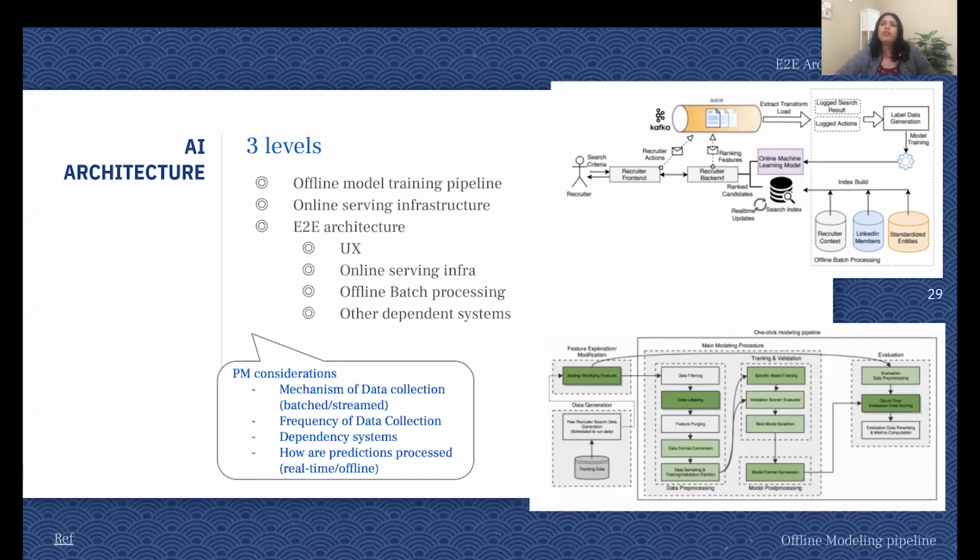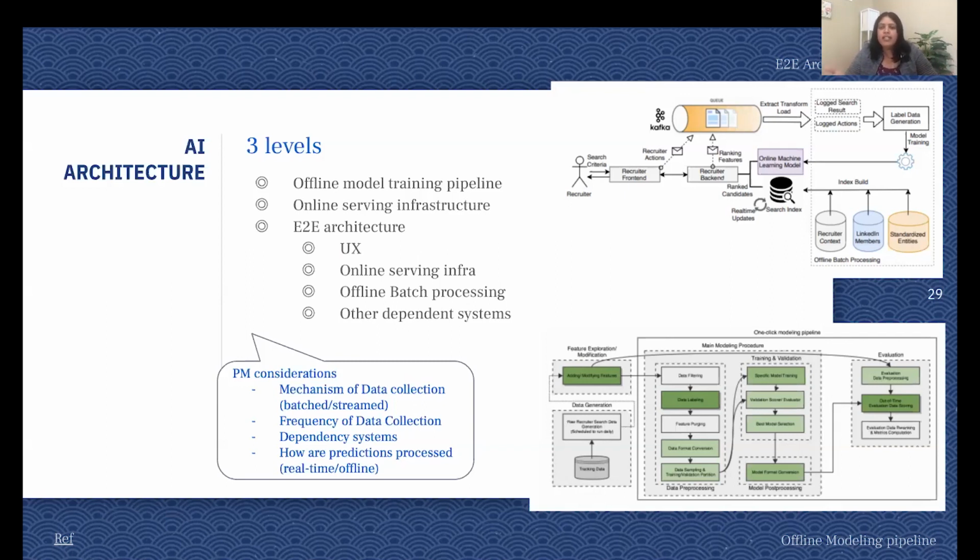As a program manager, what are your considerations? Most of this design of architecture will happen with your science leadership, with your engineering leadership. But as a PM, what are the things you should keep in mind when you go into those discussions? What's the mechanism of data collection? Is it batched? Is it streamed? What's the frequency of data collection? What are the dependent systems? How are predictions processed, whether in real time or offline? These considerations have immense impact on the way the system is designed.